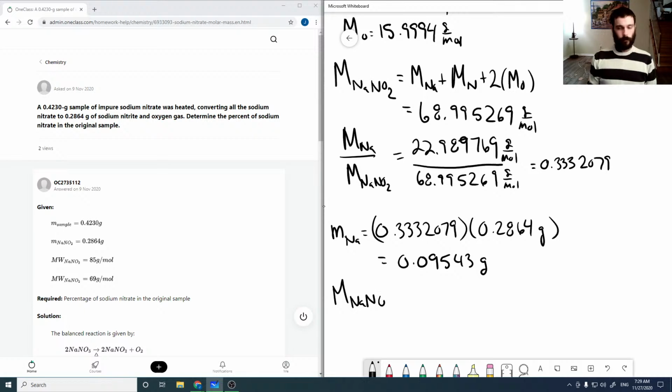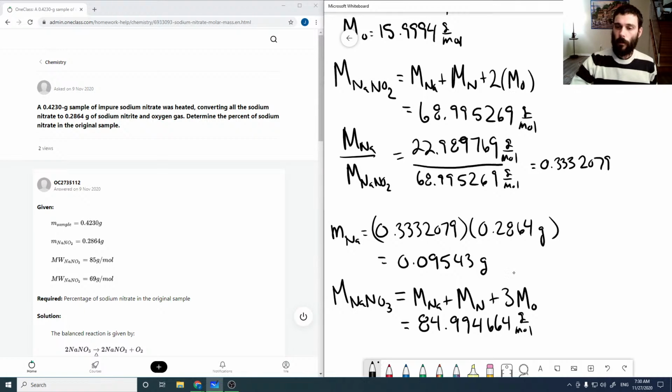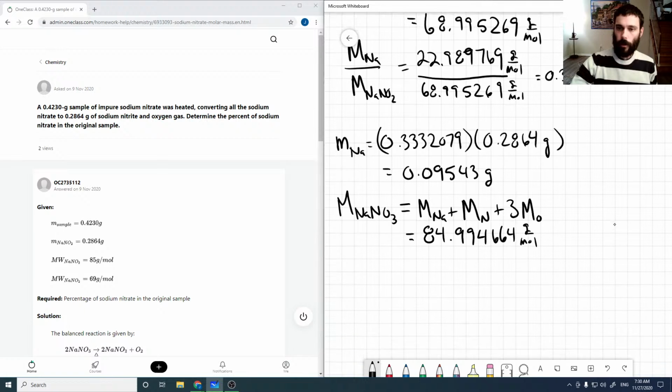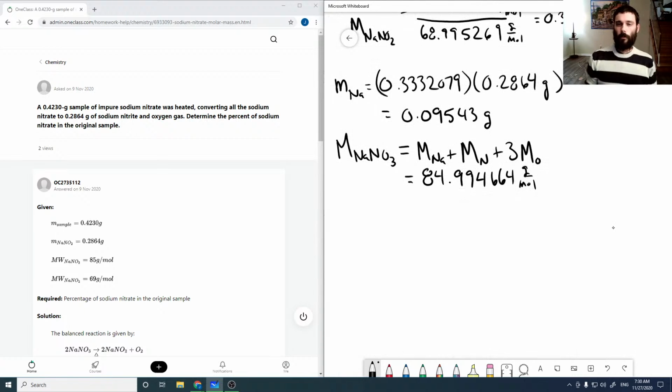So to start off, our molar mass for sodium nitrate is just the molar mass for sodium, plus that for nitrogen, plus 3 times that for oxygen, which if we plug in the numbers, comes out to be 84.994664 grams per mole. Okay, and now to convert our mass of sodium to a mass of sodium nitrate, we just need our mass percentage.